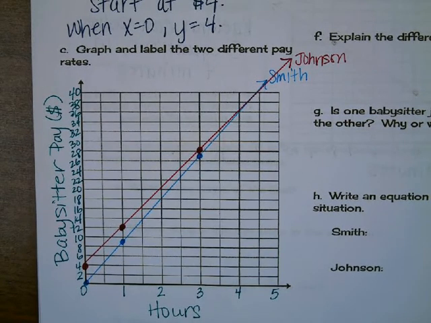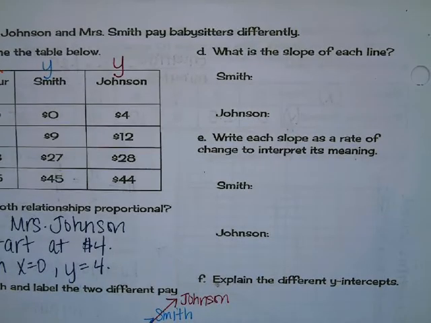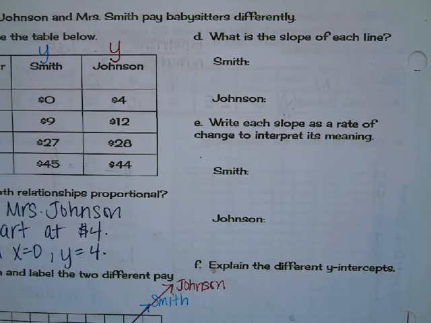And now we can see where I drew Miss Johnson. You can see my two different colors. So again, same thing. If you want to take another color highlighter and just highlight that line, just make sure that you have the two lines labeled so that you know which line is which.